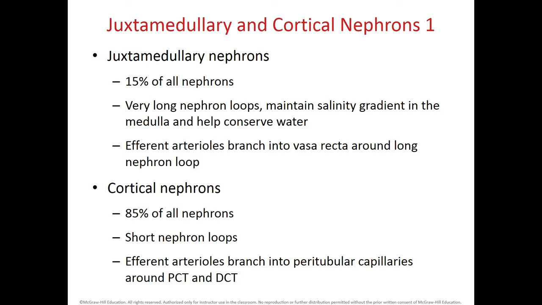Now, 15% of these 1.2 million nephrons will be located at a region next to the medulla. This is called the juxtamedullary nephrons. And these juxtamedullary nephrons will have very long nephron loops, and they help to maintain a gradient of osmolarity or salinity within the medulla that helps to preserve water. And just running on the sides of these nephron loops, we have some capillaries that are called vasa recta.